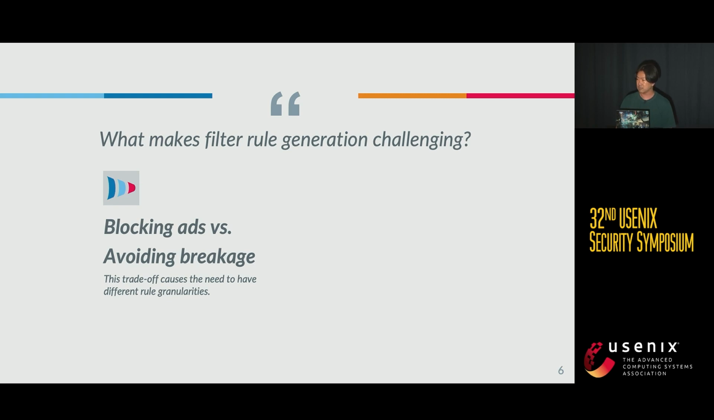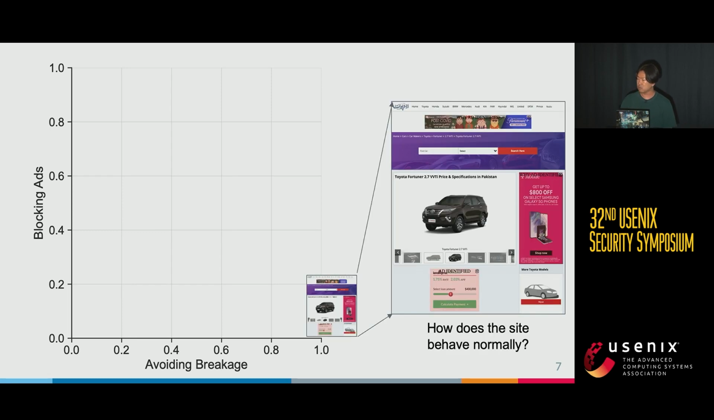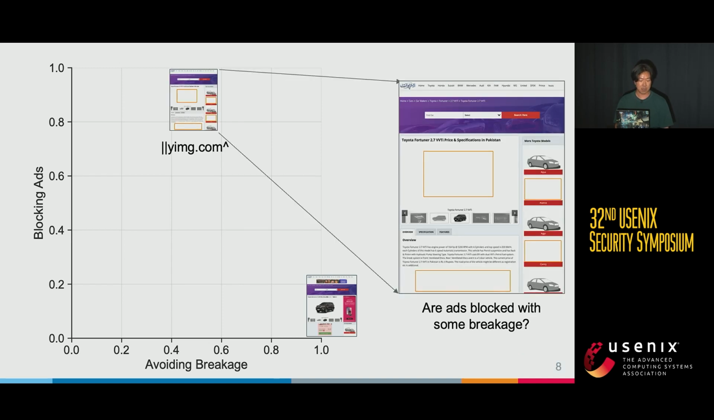So let me illustrate this trade-off with this plot. On our y-axis is how well we can block ads from 0 to 1, 1 meaning that we're able to block all ads, and our x-axis shows how well we were able to avoid breakage, 1 meaning there's no breakage. So for a site with no rules applied, it behaves normally. There's no ads blocked, and there's no breakage as well. However, once we apply a filter rule, it may block all ads, but it may also cause some legitimate content to be blocked as well.